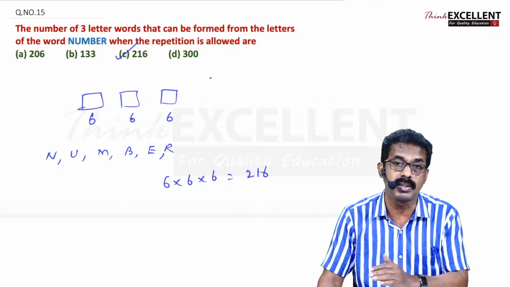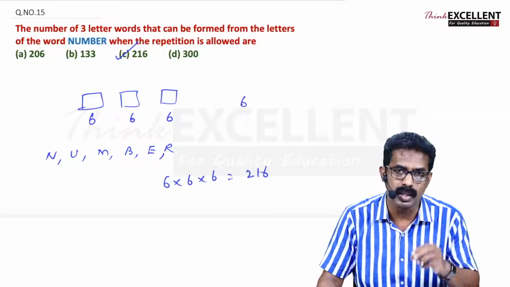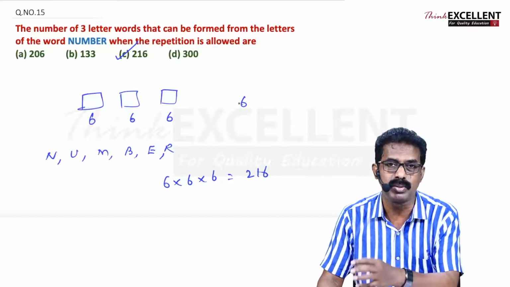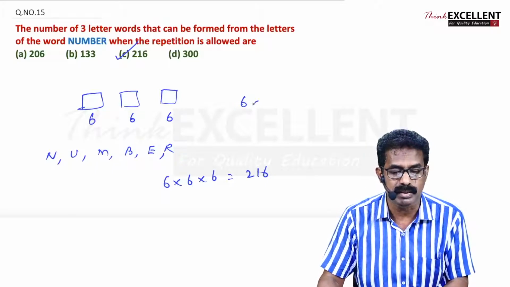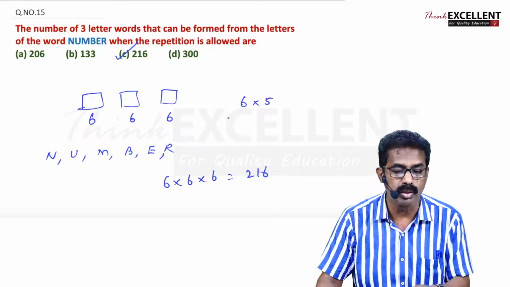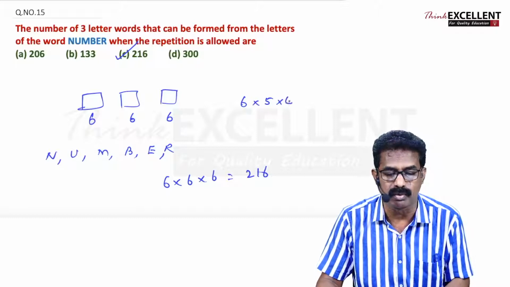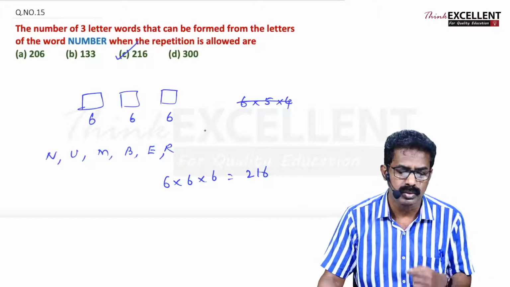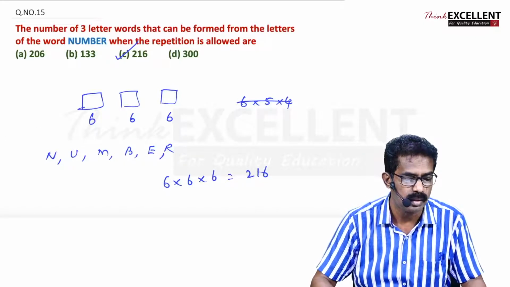Suppose they say repetition is not allowed. The first place you can fill in 6 ways. One letter is used, so remaining we have only 5. So go to the next place with the option of 5. The second place can be filled in 5 ways. Now 2 letters are used, so remaining you have 4. With that 4, you go to the third place, so that can be filled in 4 ways only. That is if repetition is not allowed. Here repetition is allowed, so 6 into 6 into 6. Okay, so it is 216.